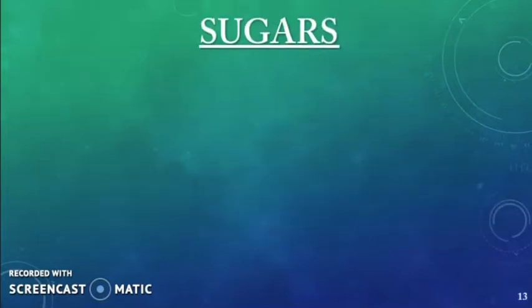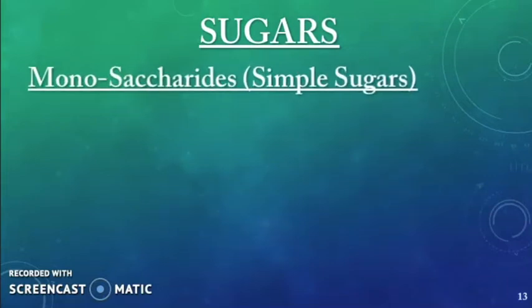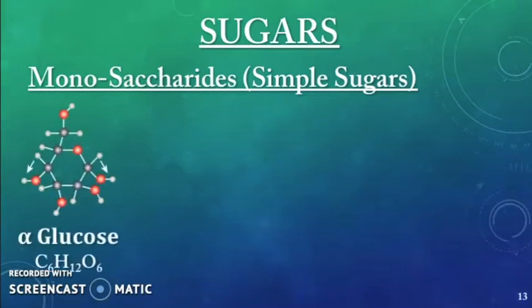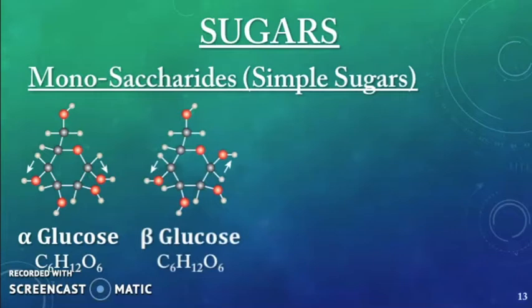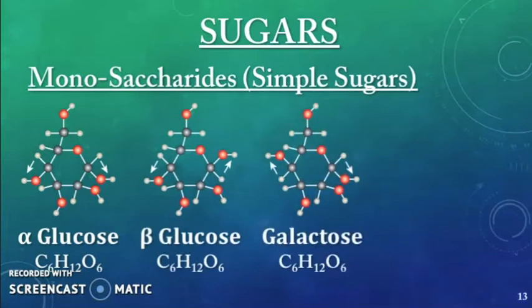All right, so let's get away from that. And we talked about glucose, so we're going to look at some sugars. And we're going to call these monosaccharides. And these are going to be simple sugars. These are all carbs that we're going to talk about today. And the first one we're going to call is alpha glucose. The next one we're going to call is beta glucose. And the last one is galactose.